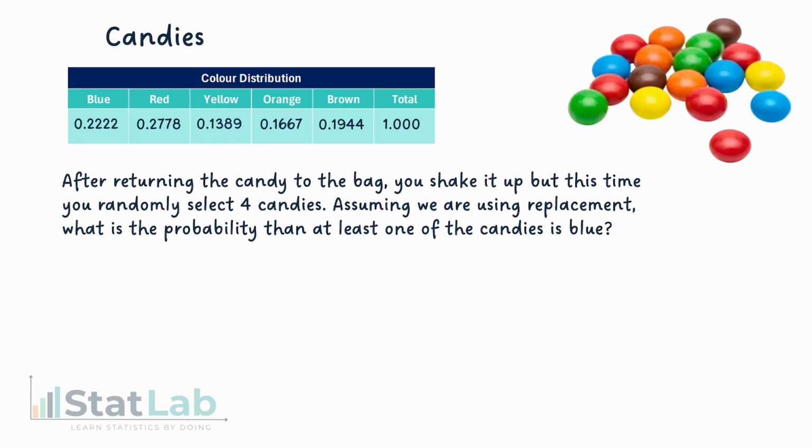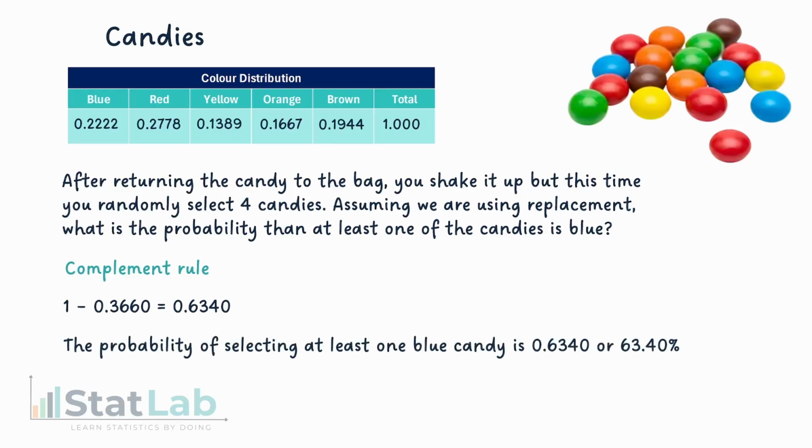So again, as I said, this is often where students kind of go off track, but what it actually is is just the complement rule. So we have already determined that the probability of none of them being blue was 0.3660, and the probability that at least one candy is blue is the opposite of that. So we use the complement rule. So the probability of selecting at least one blue candy is 0.6340, or 63.40%. Now, if that's not obvious to you, or you don't really understand why, because sometimes people will think something like, well, the opposite of none is all, but that's not the case.